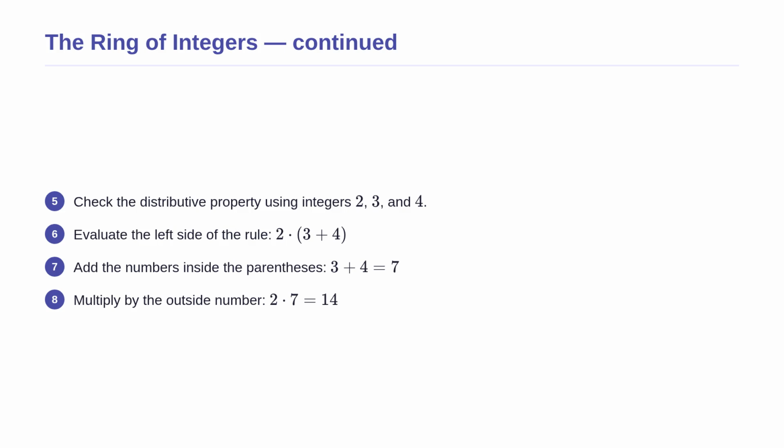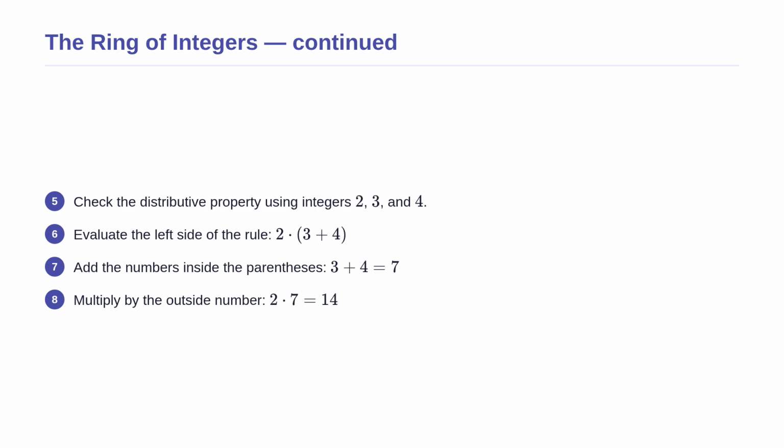Continuing with our integer example, we must now check the distributive property. We will evaluate the left side of the rule using the numbers 2, 3, and 4. We first add 3 and 4 inside the parenthesis. This gives us a sum of 7. Then we multiply that sum by the outside number, which is 2. 2 times 7 gives us a final result of 14.